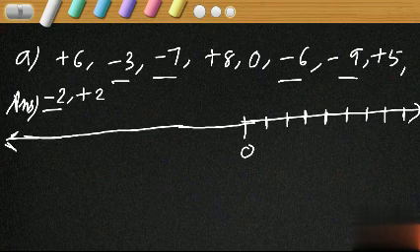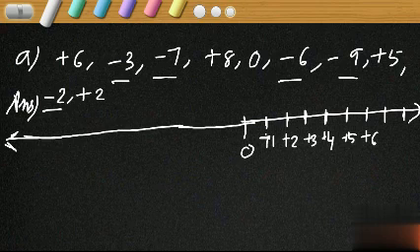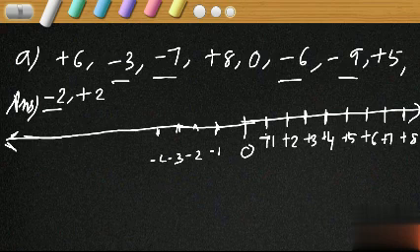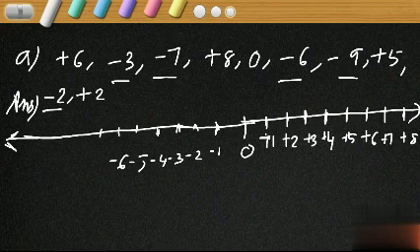Okay. So +1, +2, +3, +4, +5. Write neatly. Okay. +6, +7, +8. Here -1, -2, -3, -4, -5, -6, -7, -8, and -9 is the smallest, isn't it? Okay.